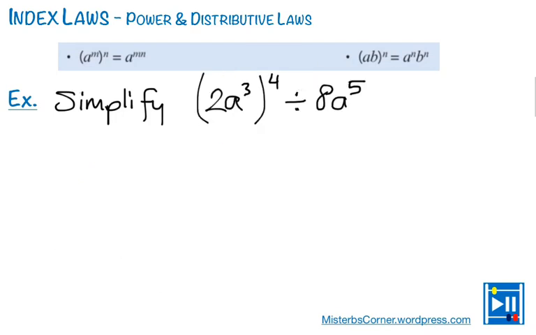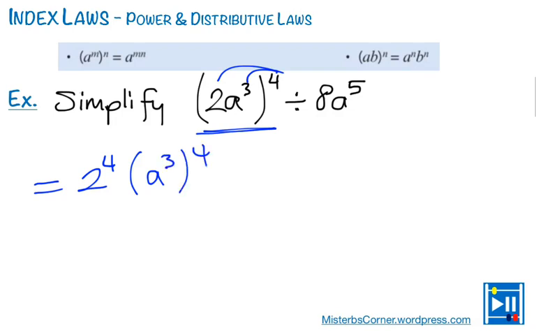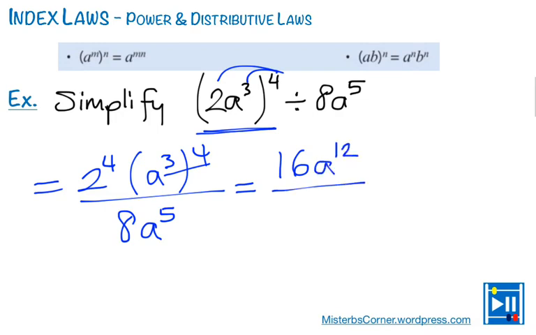Now, you may have these two laws in combination with the other laws of indices, as in this example. So, first of all, we have to play with this bit, right? I have to distribute the power, so it's going to be 2 to the power of 4 times a cubed to the power of 4. I can write a fraction, it's much easier for me, so I go like 8a to the power of 5. Now, 2 to the power of 4 is 16, and here 3 times 4 is 12, so I write a to the power of 12 divided by 8a to the power of 5.